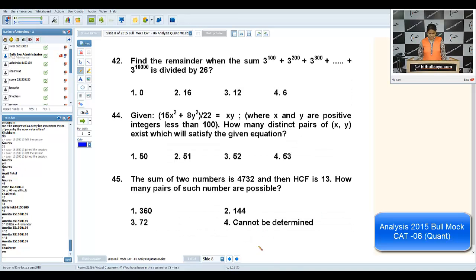Yeah, question number 44. Given this, where x and y are positive integer less than 100, how many distinct pairs of x and y exist which will satisfy the given equation? See, first of all, I'm taking this expression. It will be nothing but this thing. I'm trying to make factors.